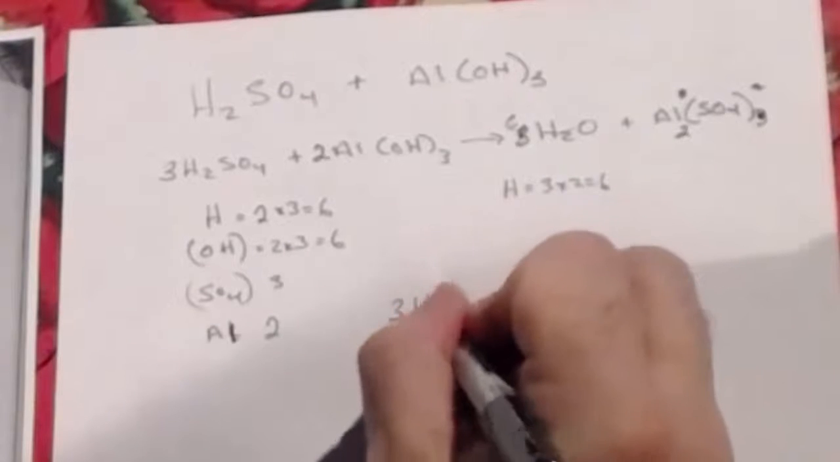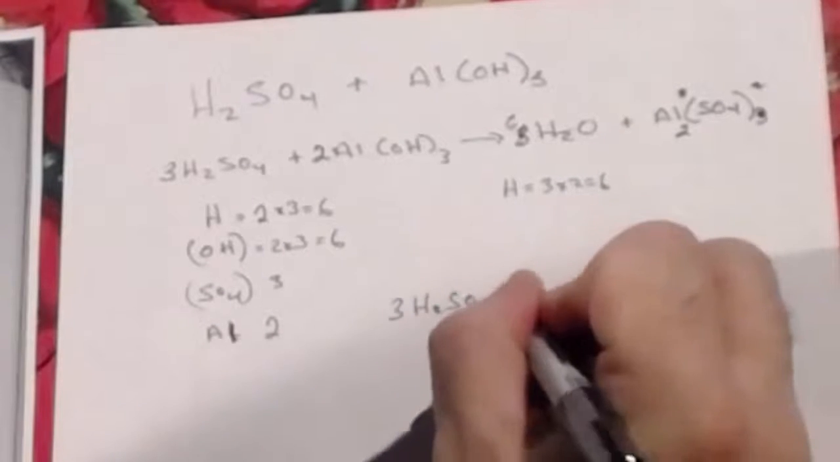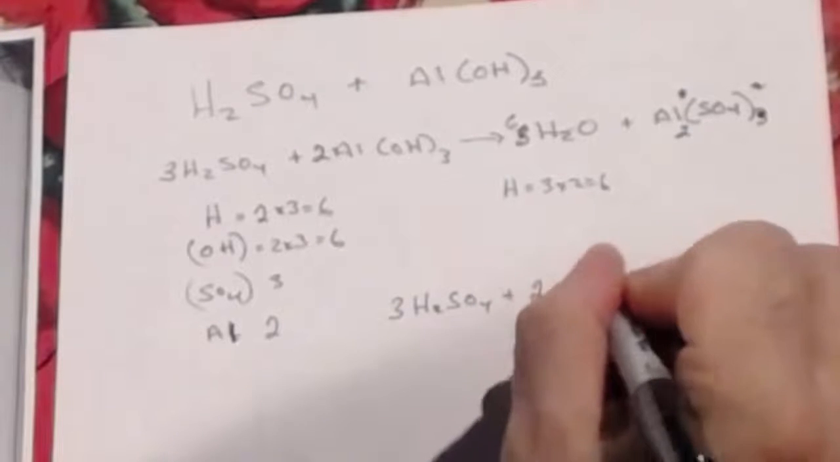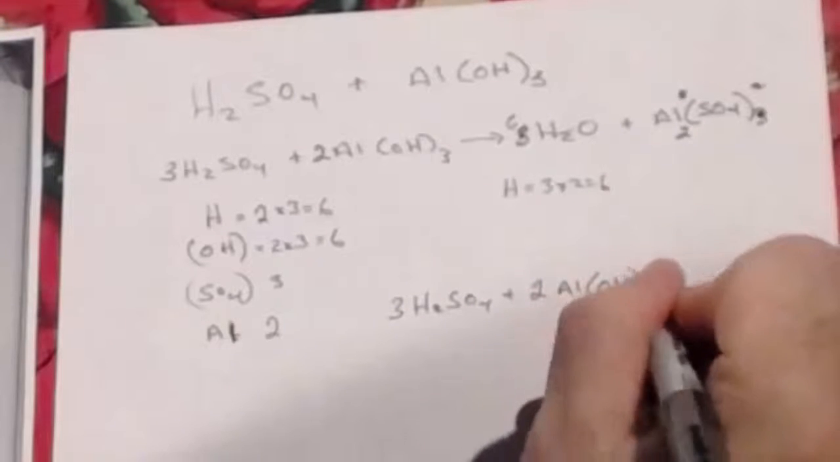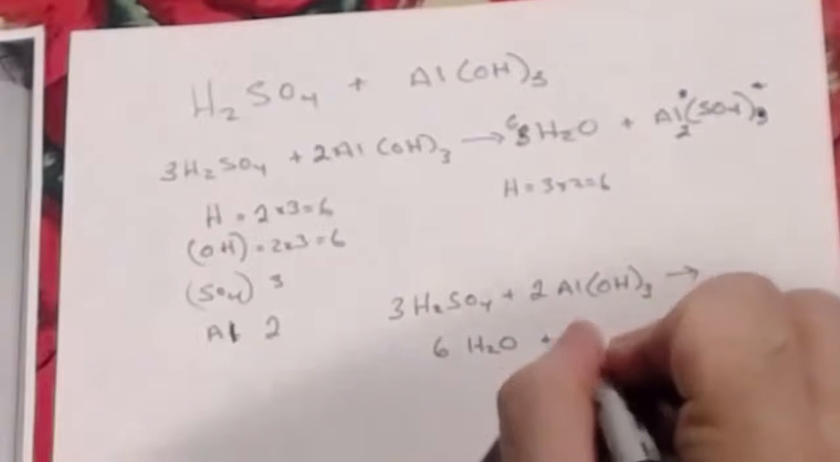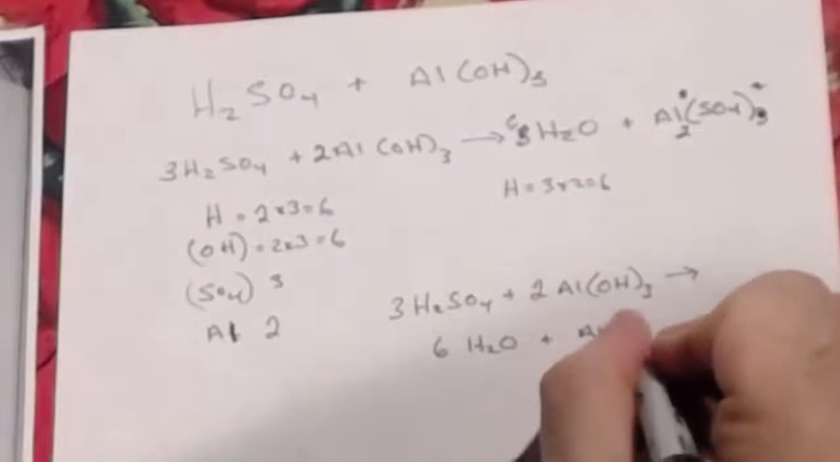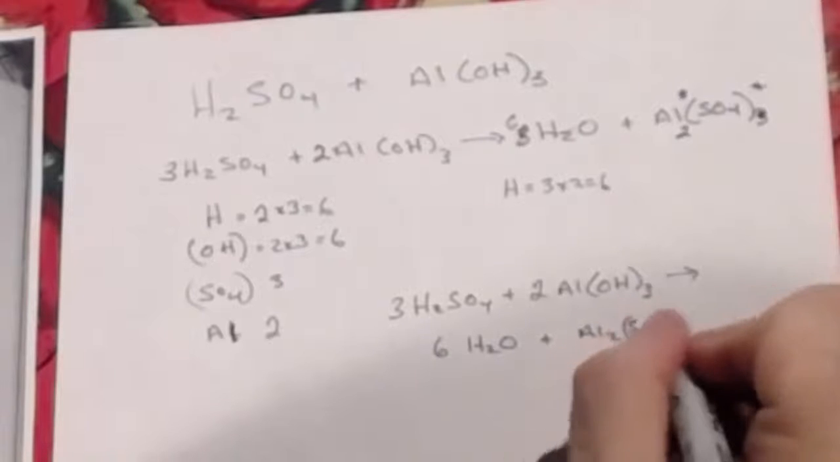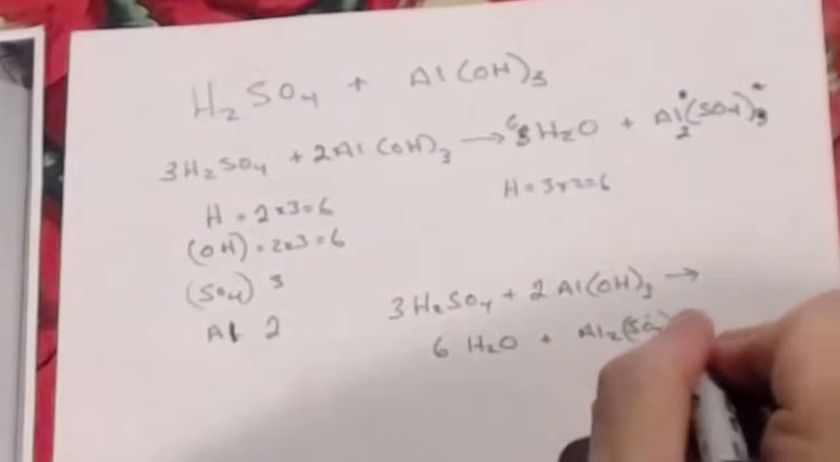3 H2SO4 plus 2 aluminum hydroxide reacts to produce 6 H2O and Al2(SO4)3.